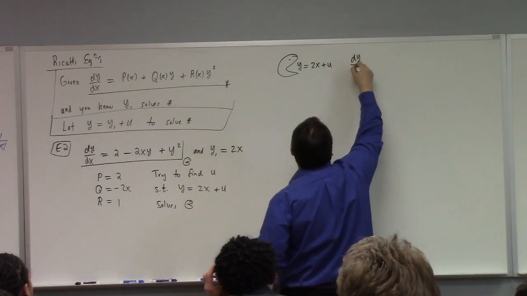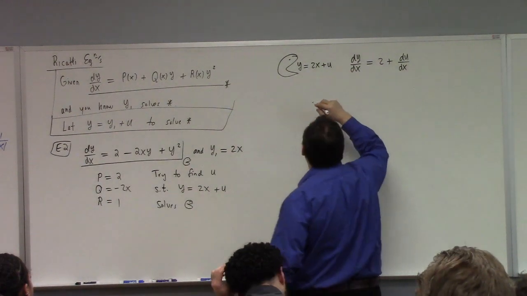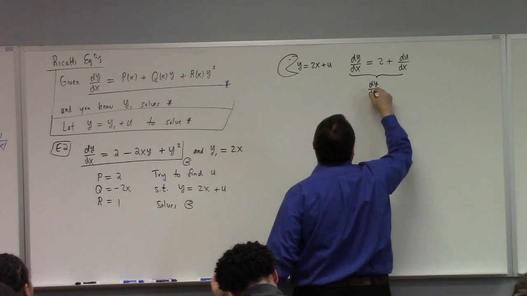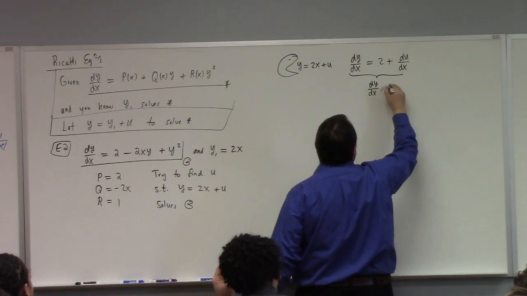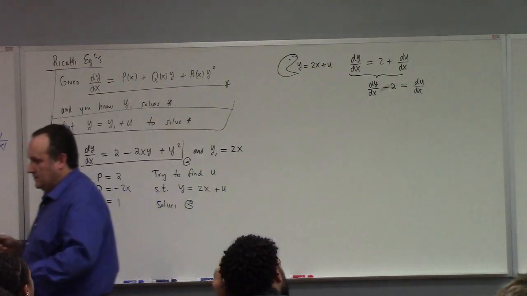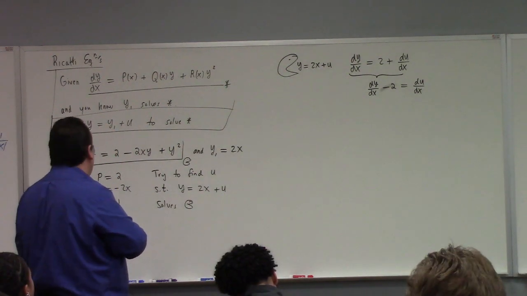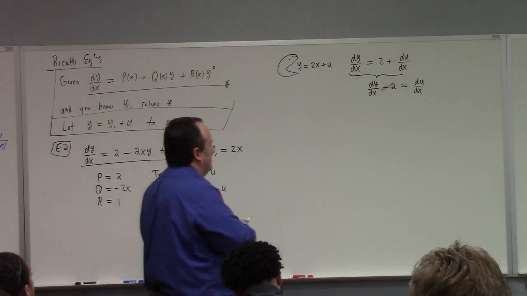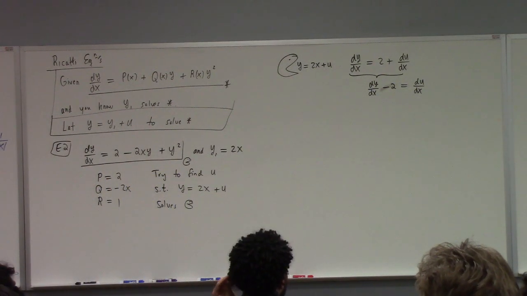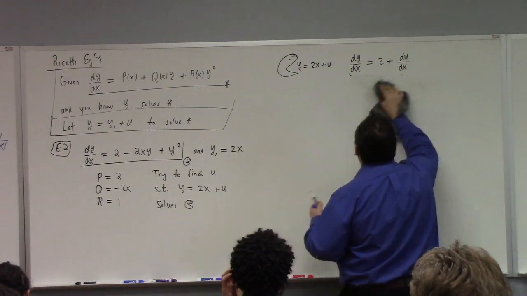Well, notice that dy/dx is 2 plus du/dx. So that means dy/dx minus 2 is equal to du/dx, for one thing. So I can substitute that. What I wrote is not wrong, but it's not going to help you guys. Let me just substitute and not try to be clever. Cleverness rescinded.